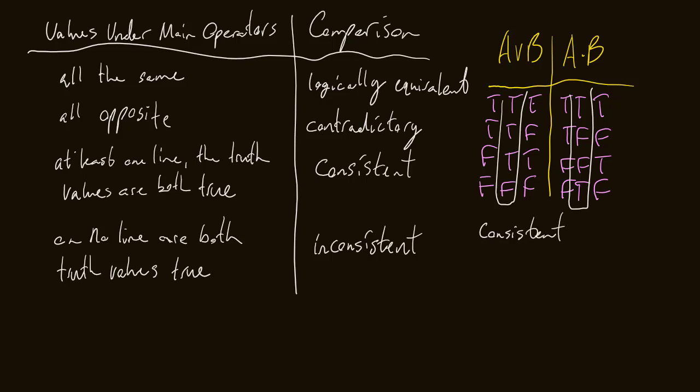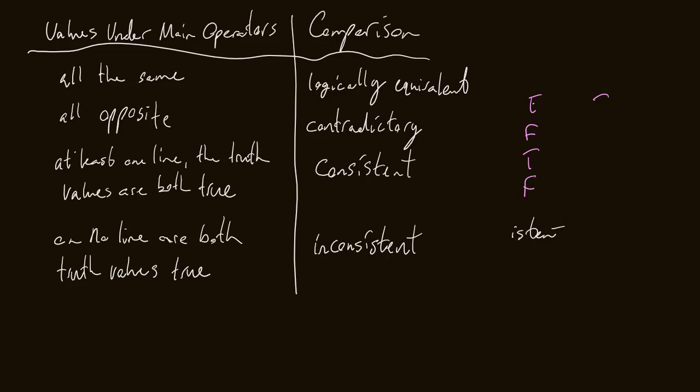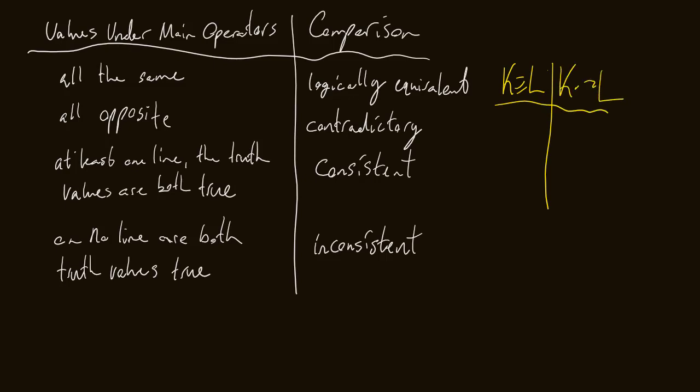Now what we're going to do is look at an inconsistent statement. So let's just erase this entire thing, and look at two inconsistent statements. So we're going to have K if and only if L. And then we're going to have K and not L. We are going to assign truth values and make sure we're consistent. True, true, true, true. True, false, true, false, false, false.